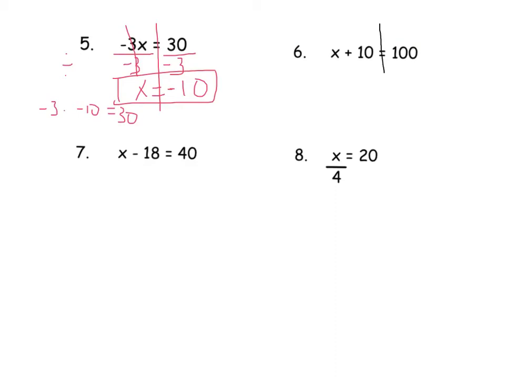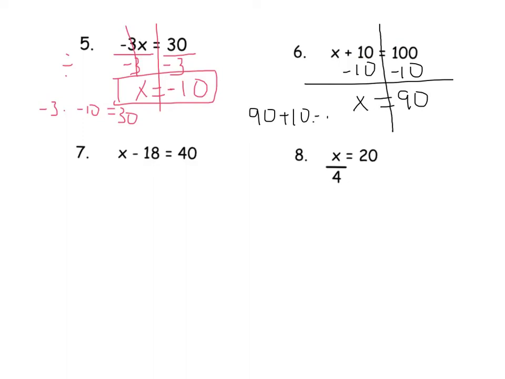Example 6. Divide the sides. Find the variable. There's my variable. It says plus 10. So I am going to subtract 10. If I subtract 10 on one side, I have to on the other. So x equals 90. I'm going to plug it back in to see if it works. 90 plus 10 does equal 100. So this is my answer.